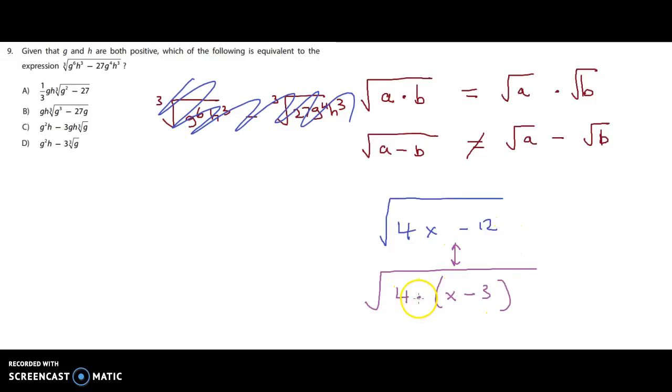But now I have this as 4 times this whole thing, so I can rewrite this as the product of two separate radicals. Now, I can't really simplify this one because I don't know what x is, but I can simplify root 4, that's just 2. So really this whole thing boils down to, if I started with the root of 4x minus 12, I can simplify that to 2 times the root of x minus 3.